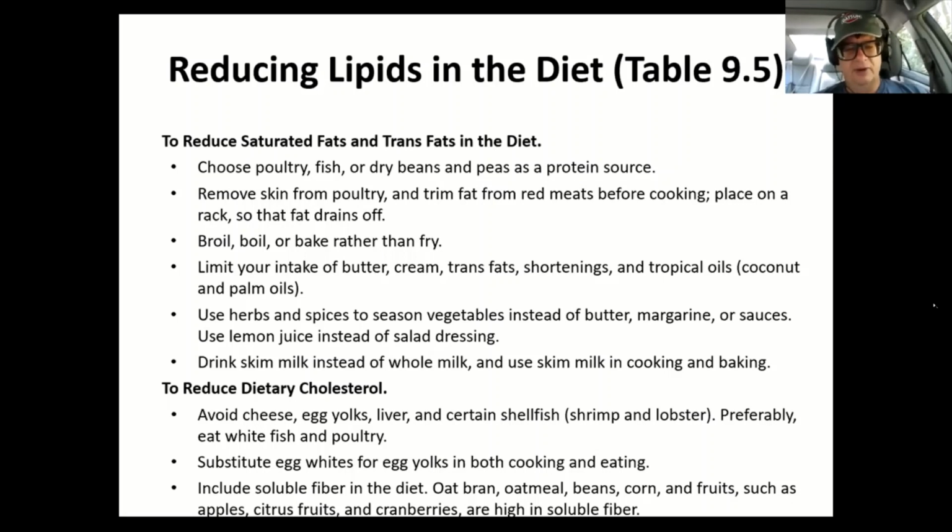And I want to point out right there at the very bottom, increased soluble fiber in the diet: oat bran, oatmeal, beans, corn. You have to understand, it's not that oatmeal is magical. For a while, people acted like it was, but it'll help bulk up the feces, just like we talked about before, rub against the wall, and remove some of that fat and cholesterol before it can cause damage.